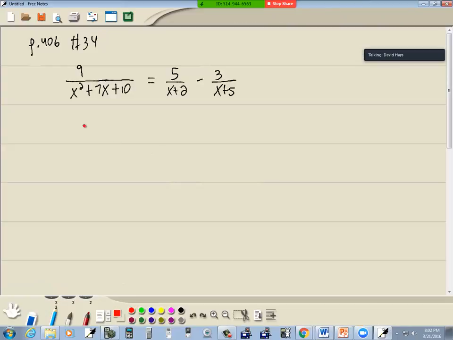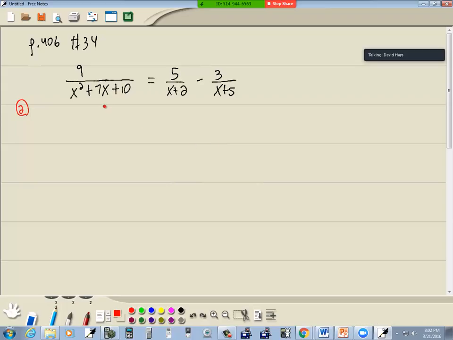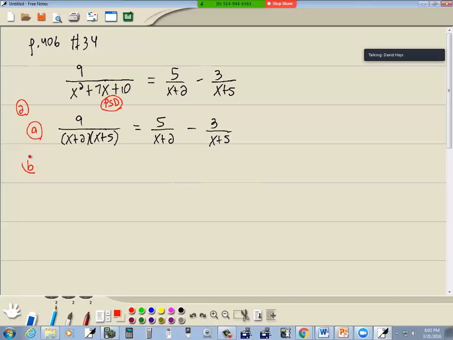Step 2, get rid of fractions. And I say factor all the denominators. Well, this one I can factor as a PSD. X plus 2 and x plus 5 I can't do anything with. So this becomes 9 over x plus 2, x plus 5 equals 5 over x plus 2 minus 3 over x plus 5. And that was A. Factor all your denominators.